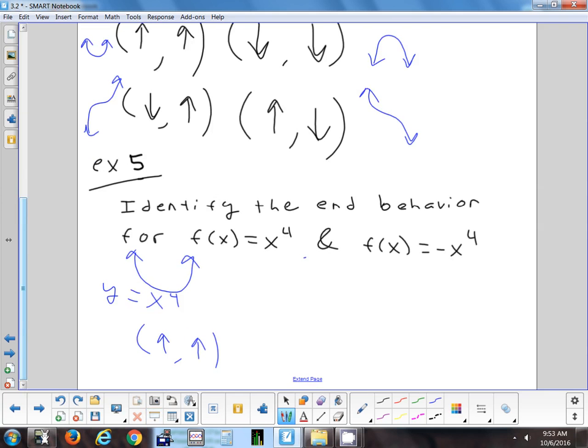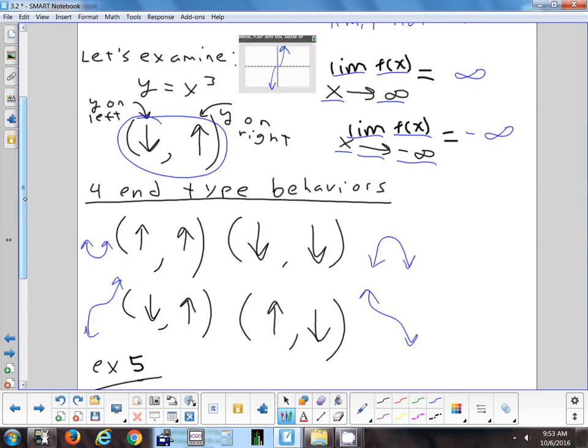If you were writing it in limit notation, like I did up here, what happens to y as x heads to the right? Y heads up. What happens to y as x heads to the left? X would be heading up. You'd get rid of the negative. Okay, so both directions, y approaches infinity on this one.